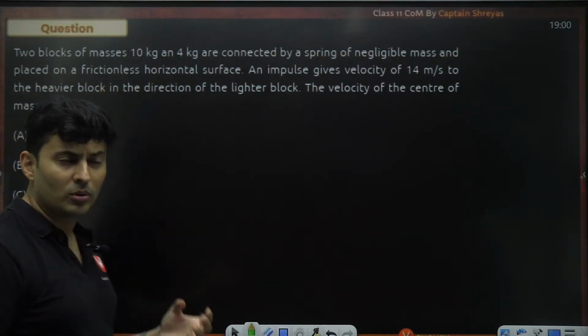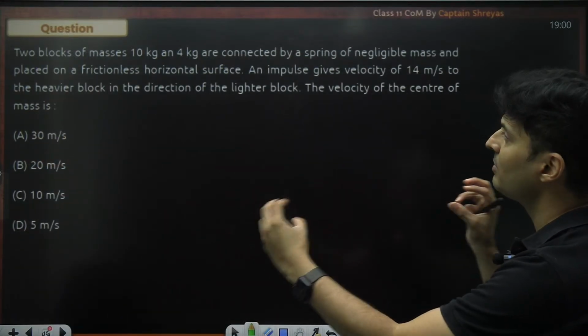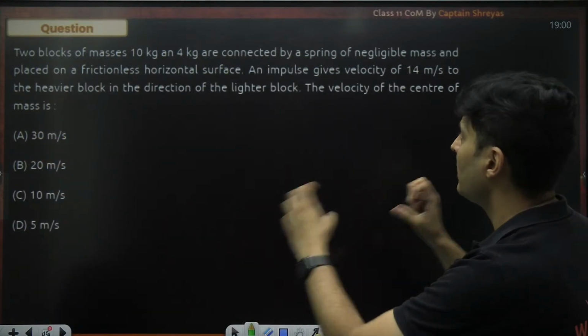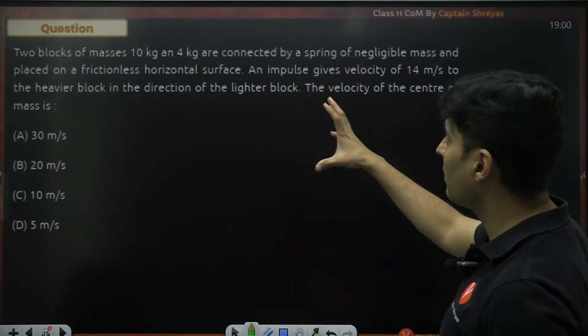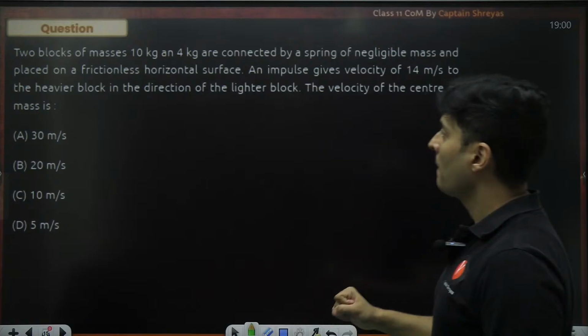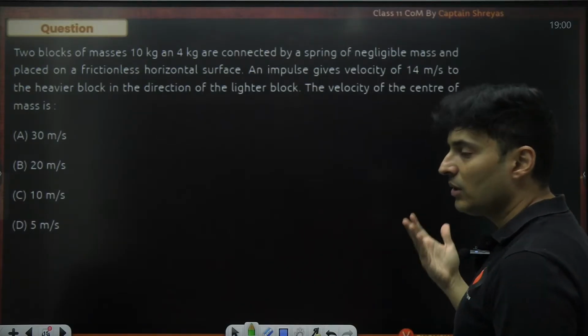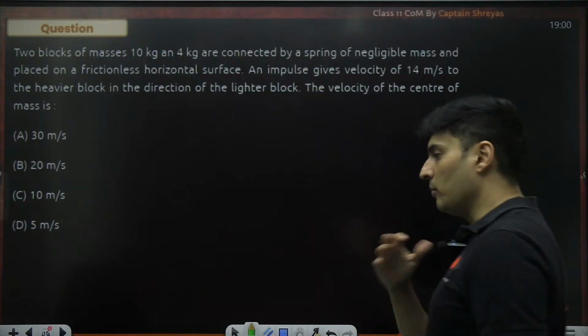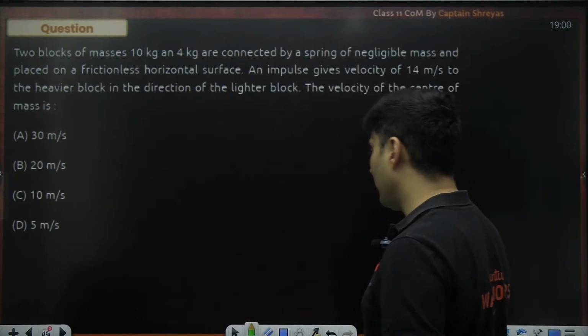Two blocks of masses 10 kg and 4 kg are connected by a spring of negligible mass and placed on a surface. A velocity of 14 is given to the bigger one, which is 10 kg, in the direction of the lighter block. The velocity of the center of mass is how much?